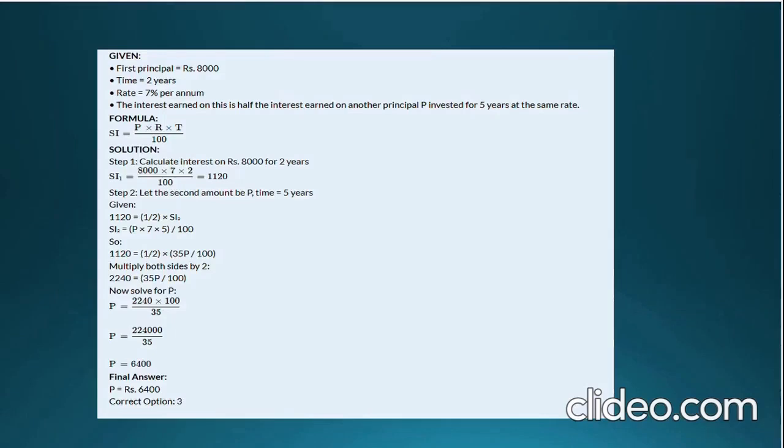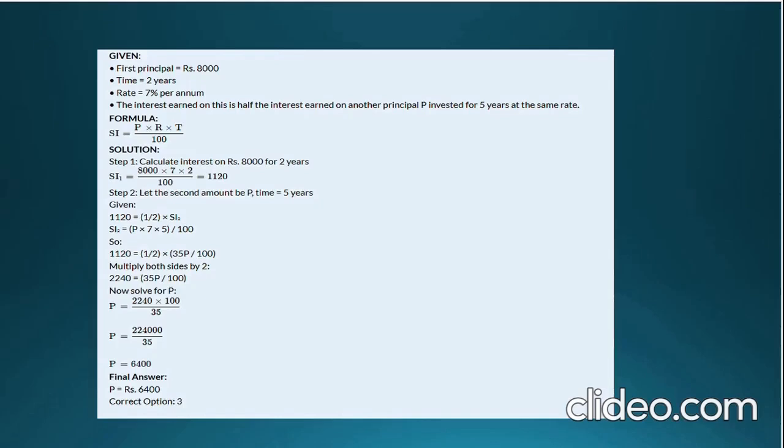So it is given the principal amount is 8,000, time is 2 years and rate is 7%. So we calculate using the simple interest formula, PRT by 100. First we will calculate interest on 8,000 for 2 years. So 8,000 into 7 into 2 by 100, that is 1,120.